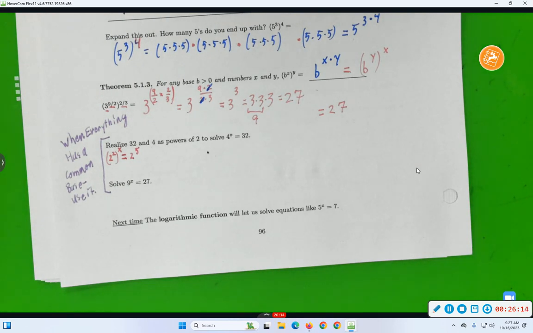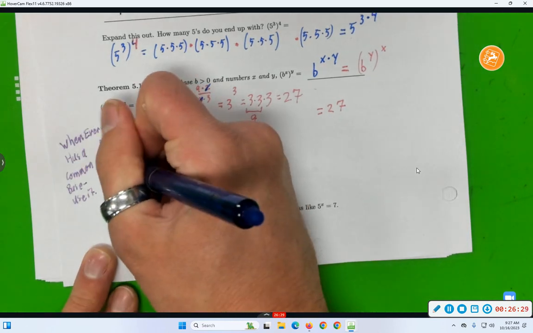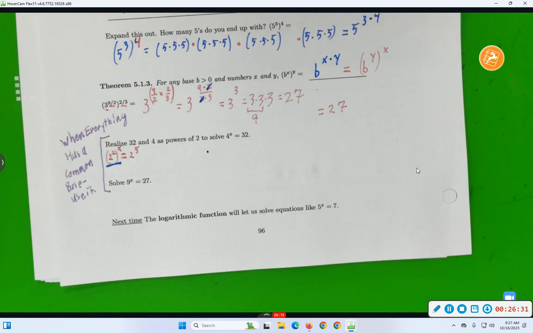That's exactly the same as the equation that I started with. Now do you see a place where you could maybe use this idea of a power raised to a power? Let's use that. 2 to the 2 to the x, how does that simplify?